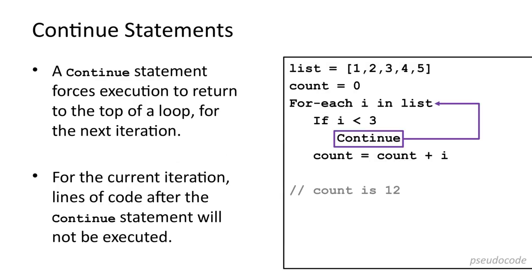A continue statement allows you to move execution back to the top of the loop. Continue statements can be used in both for each loops and while loops. In both cases it does the same thing. It will force execution to skip any subsequent lines of code in the body of the loop. Execution will return to the top of the loop and start on the next iteration.